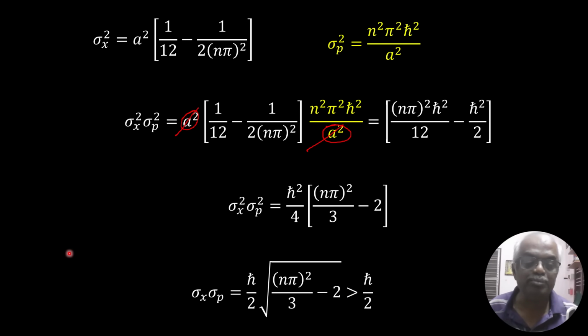Then the question asked is when you will get minimum uncertainty. Here you can see inside the bracket, the only variable is n. All other things are constant. So minimum uncertainty, I will get only when n is equal to 1.